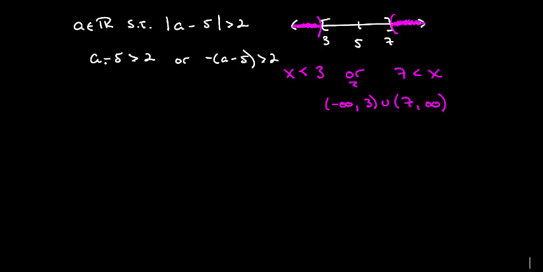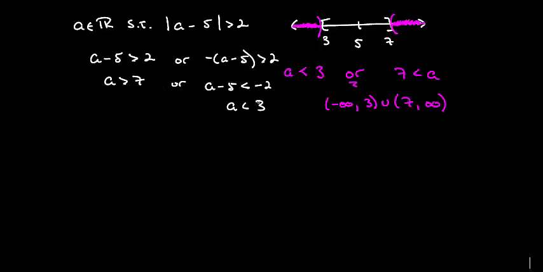So let's work this out. If we add 5 to both sides here, we have a is greater than 7. And if we multiply both sides by negative 1, we get a minus 5 is less than negative 2. And adding 5 to both sides gives me a is less than 3. I put x here. I should have been putting a. Let me erase that. If you didn't notice it, shame on you. Okay, and shame on me for not putting it. Okay, so there we go.